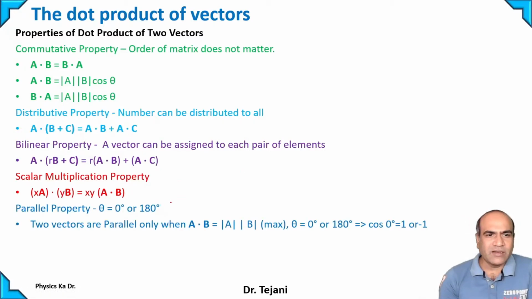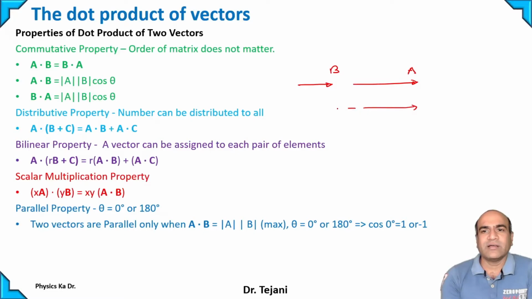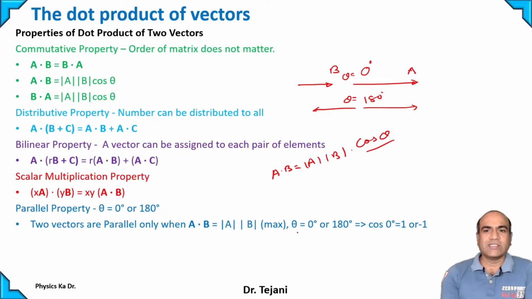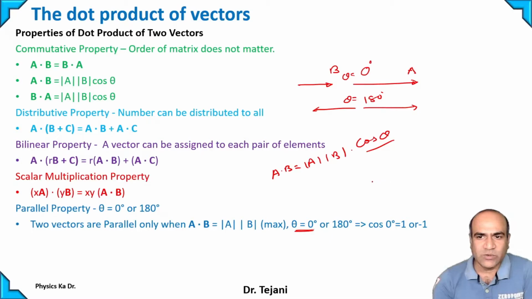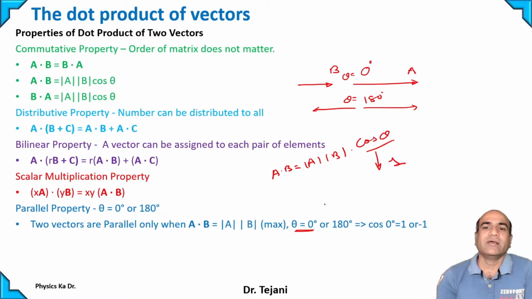And then next is parallel. If two vectors, say for example A and B, are parallel, this is A, this is B, two possibilities are there. Either the angle is 0, or it is 180 degrees. Theta is 0, theta is 180. So we know the equation A dot B is equal to mod A mod B cos theta. When theta is 0, cos theta is 1, and in this case A dot B gives the maximum value.